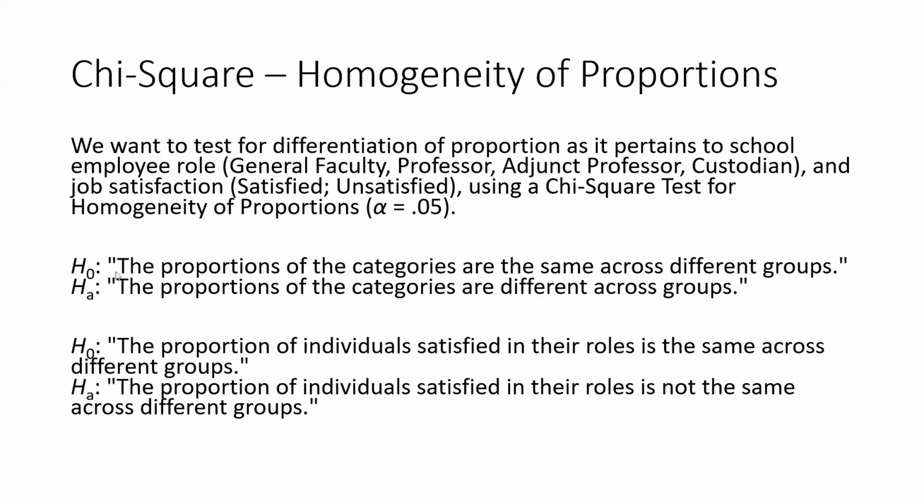In this case, here is our null hypothesis and our alternative hypothesis. The null hypothesis is that the proportions of the categories are the same across different groups. And the alternative is that the proportions of the categories are different across groups, okay? For our particular example, it's the proportion of individuals satisfied in their roles being the same across different groups. All right, so we assume that general faculty, professors, adjuncts, and custodians are just as satisfied or unsatisfied with their roles. So each one of these individual employee roles shares the same amount of job satisfaction. The alternative is that the individuals in their particular roles don't share the same job satisfaction. All right?